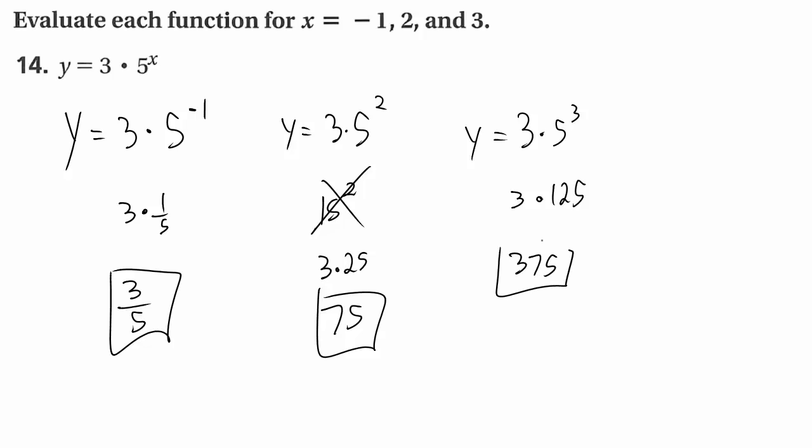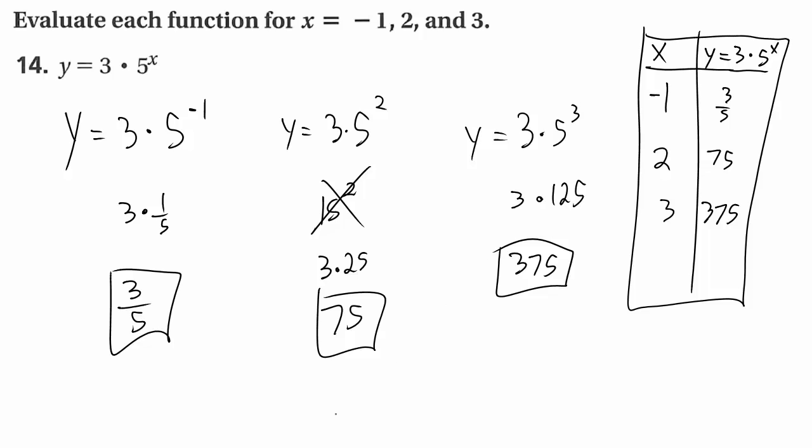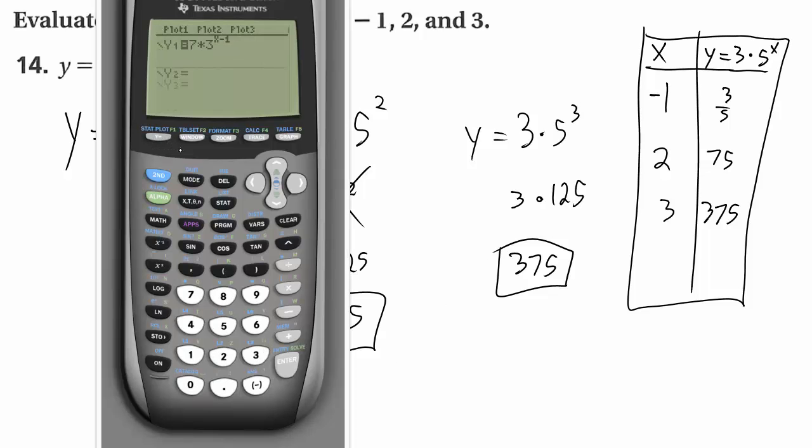Now, a nicer way to organize this is in a table. So if you want, you could have here the x's and the y, which follows the rule. You take the x, and it becomes an exponent on that 5, and then you multiply that result by 3. So when x is -1, you get 3/5. When x is 2, you get 75. When x is 3, you get 375. This is having those same answers in table form, and you can actually do that in your calculator as well.